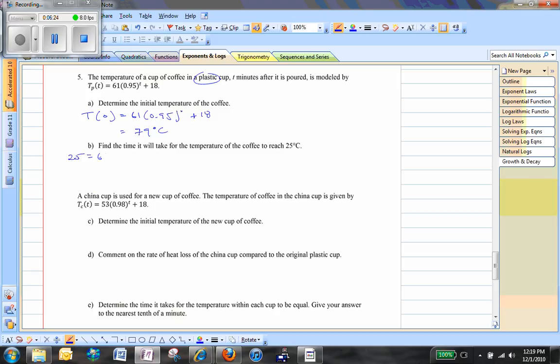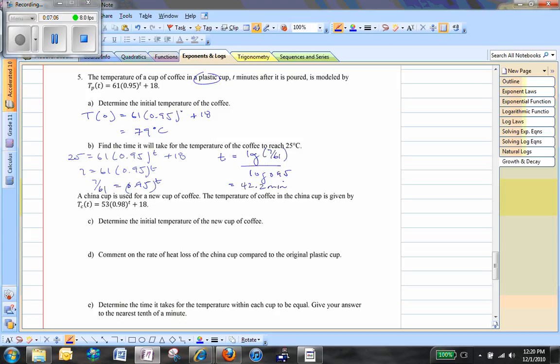Well, 25 is equal to 61(0.95)^T + 18. Isolate for T. So you get 7 is equal to 61(0.95)^T. Divide by 61. 7 over 61 is equal to 0.95^T. What I want is in the exponent. How to get an exponent? I take the log of both sides. So basically I get to a point where I say T is equal to log(7/61) divided by log(0.95). I use my calculator and I get 42.2 minutes.